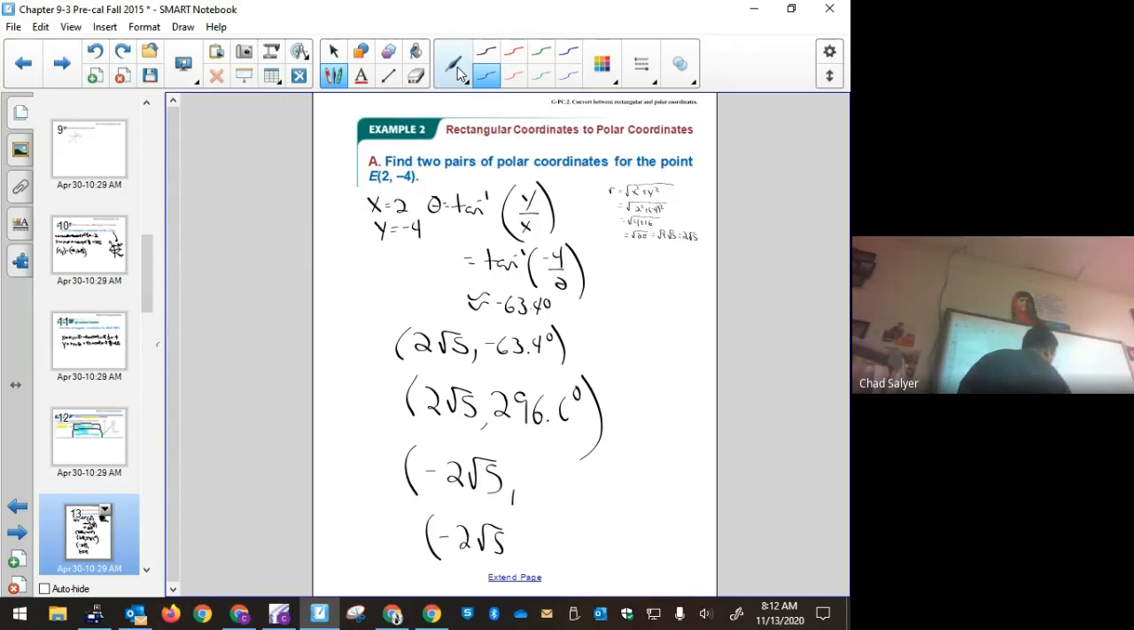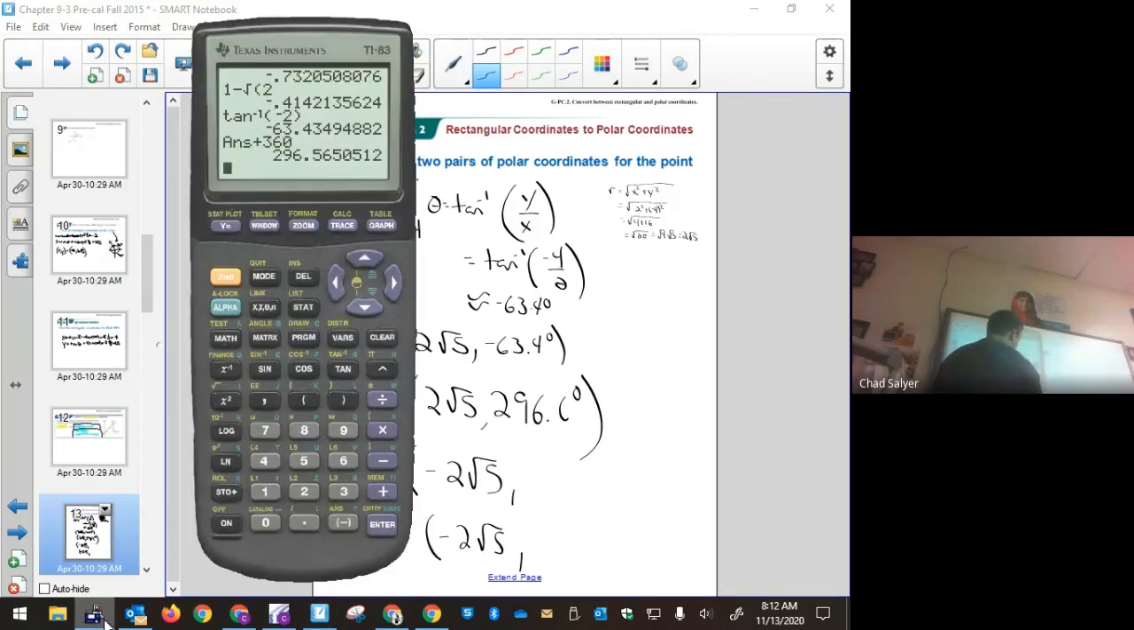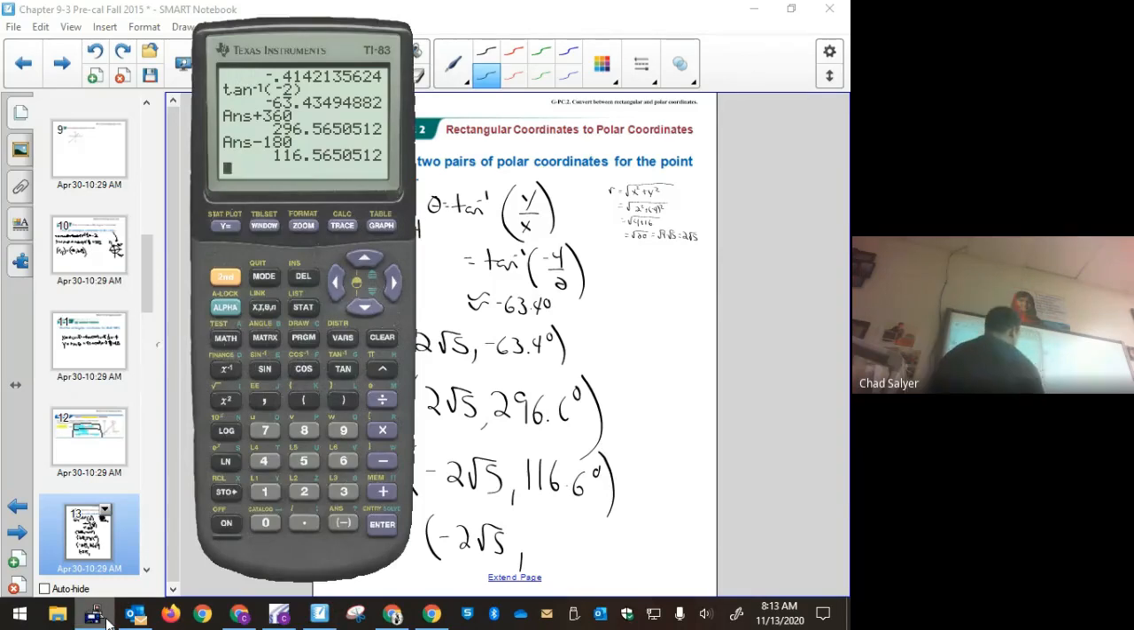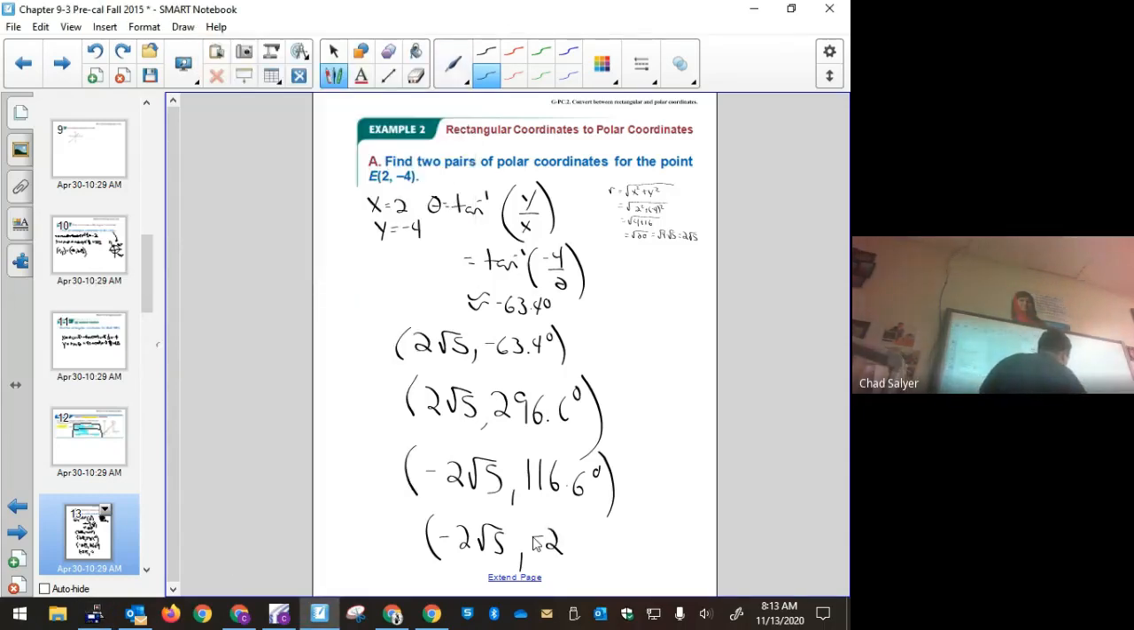And the angles here, just in case you're curious, it would be 116.6. And then also a negative, let's see, if I subtract 360 from that, negative 243.4. So these would be the other two. Good question, though. Other questions? All right.